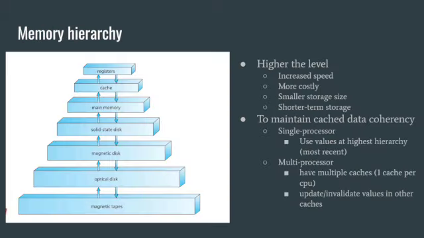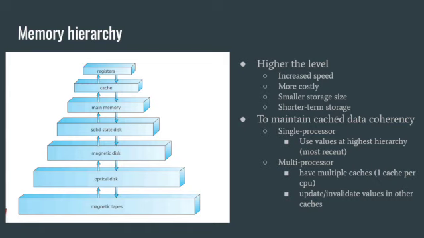So here's the memory hierarchy. Higher up in the memory hierarchy, there's increased speed. Registers have the highest speed, but they cost a lot more than those lower down in the hierarchy. They also have the lowest storage size, as they are the costliest. They are also intended for short-term storage.